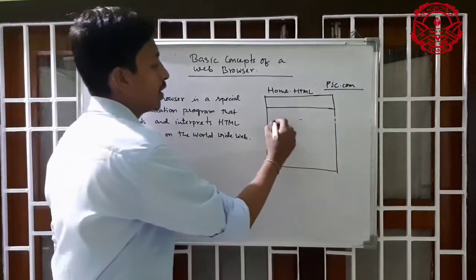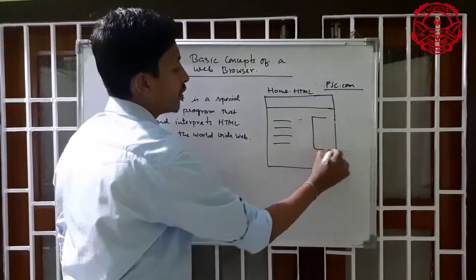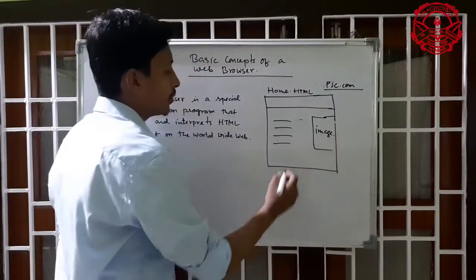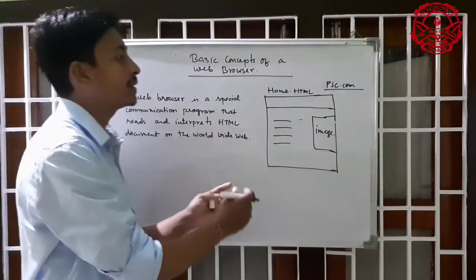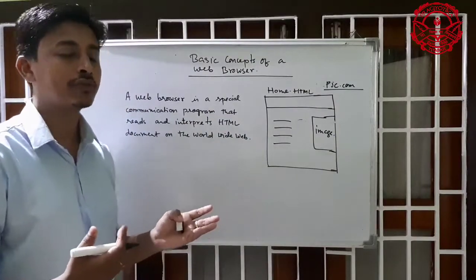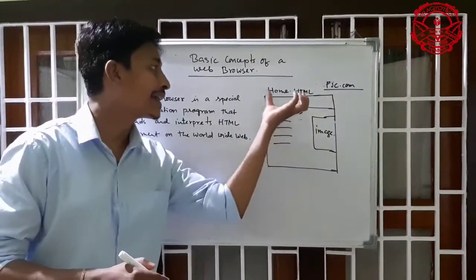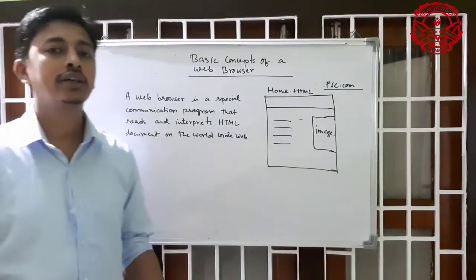Okay, home page HTML. There are many tags and images also here as images. So means what? This is a HTML document. So this HTML document is read by which software? The web browser. So web browser is basically used to read the HTML document. Okay, and it will display on the screen.